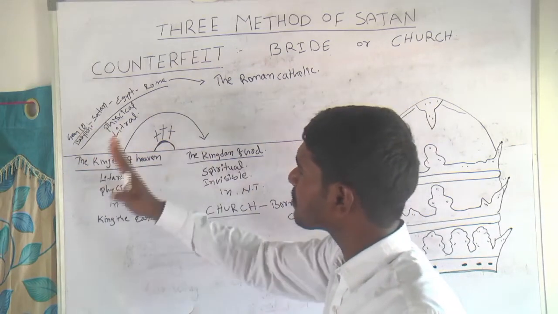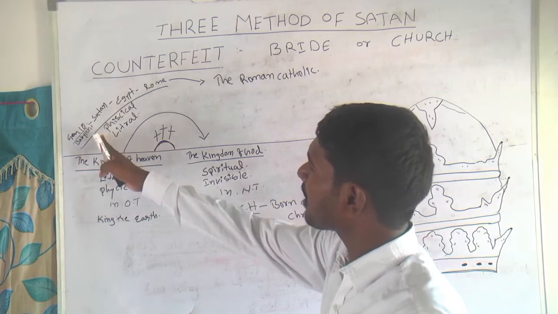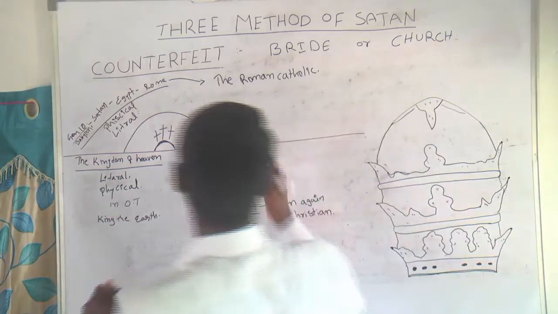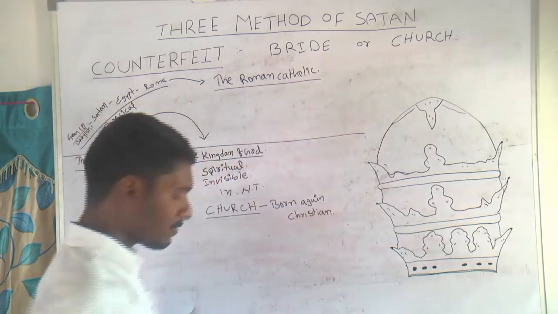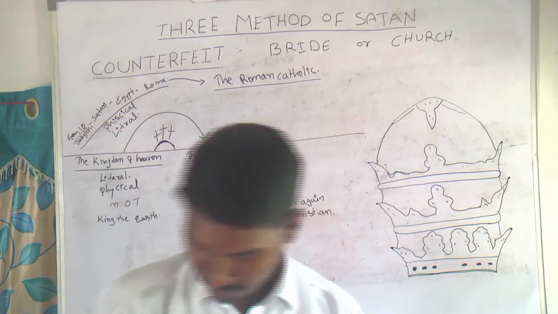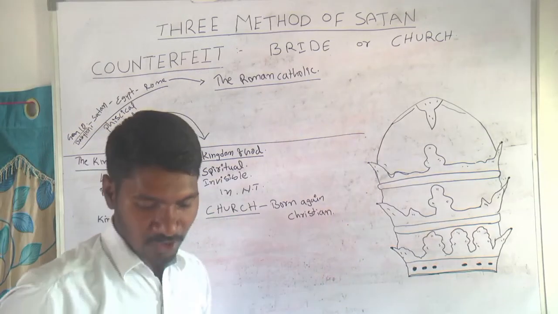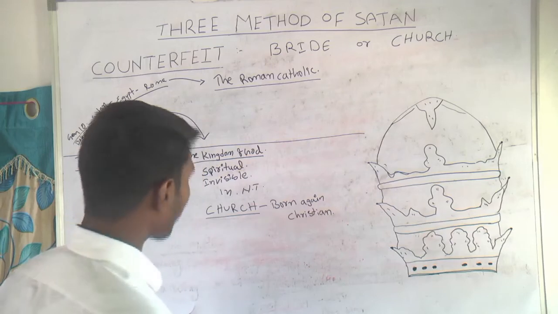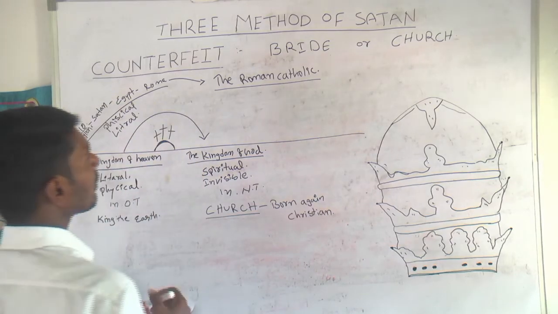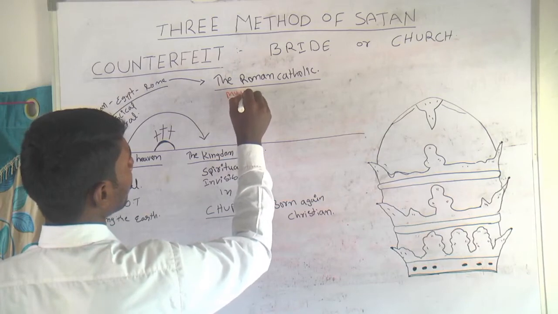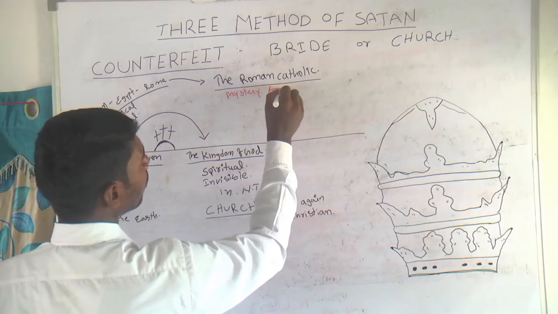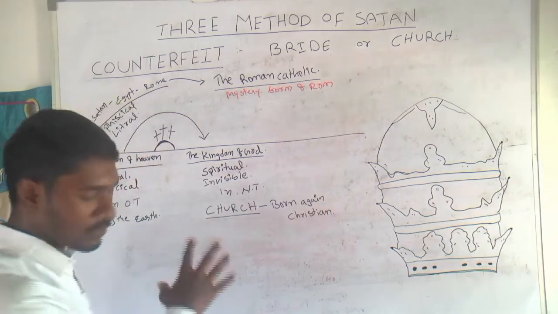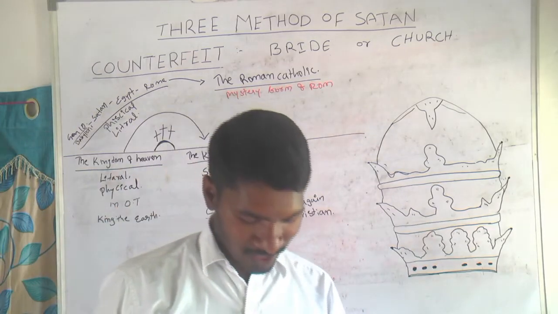At the same time, Satan uses the same pattern. Satan's kingdom is physical, literal in the Old Testament. When it comes to spiritual, he uses the Roman Catholic Church. He is using the Roman Catholic Church, and again the mystery form of Rome, this Catholic Church, the mystery form of Rome. So here, please try to understand my language and what I'm saying.